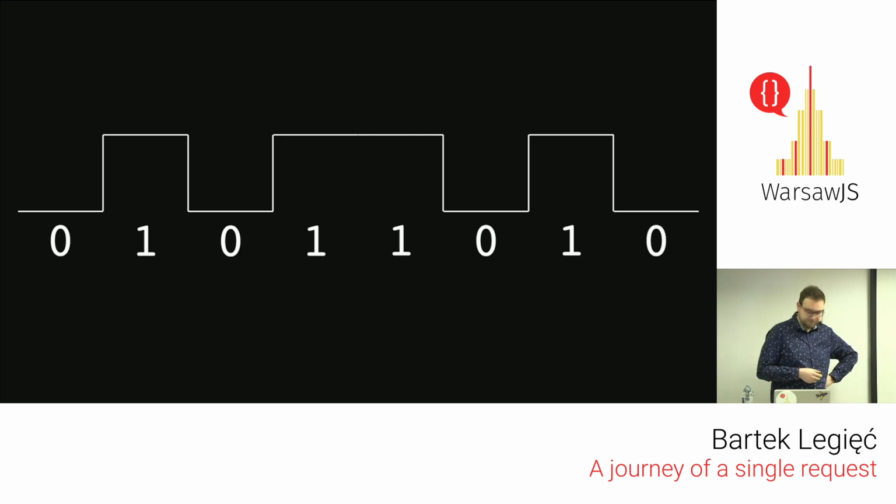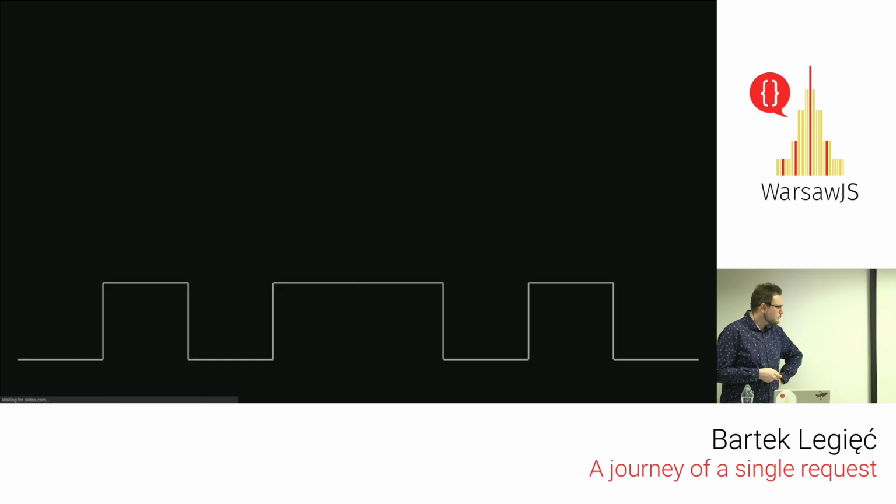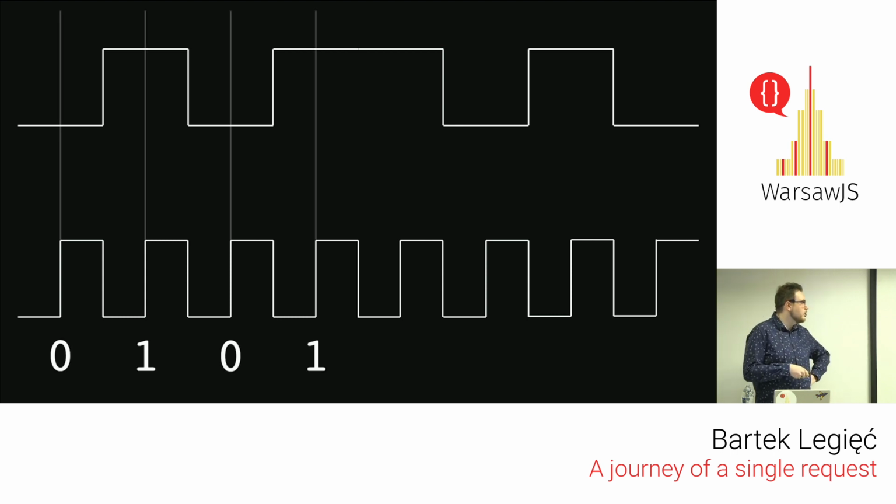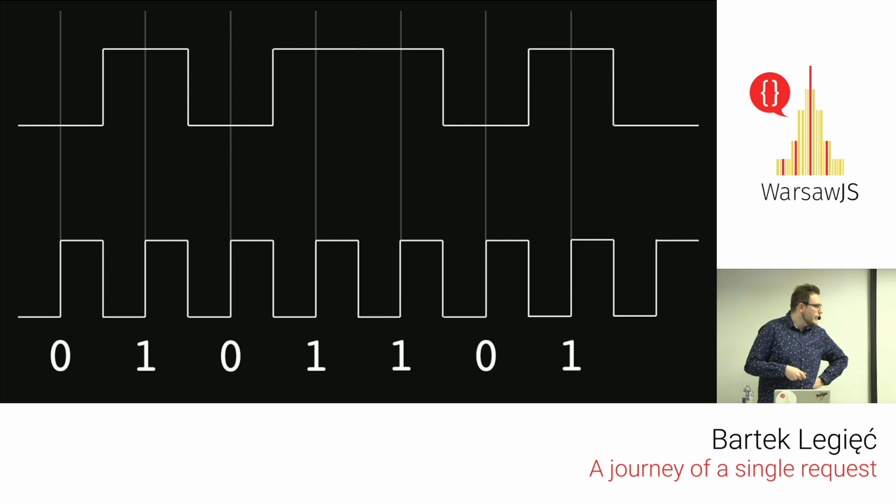But it's not that easy. The problem is that we have to know where to actually read the data. At the top we still have the same waveform, and at the bottom we have a clock of a computer. We have this waveform, and when the clock goes up, we read the data. So here we've got 0, 1, 0, and so on and so forth.